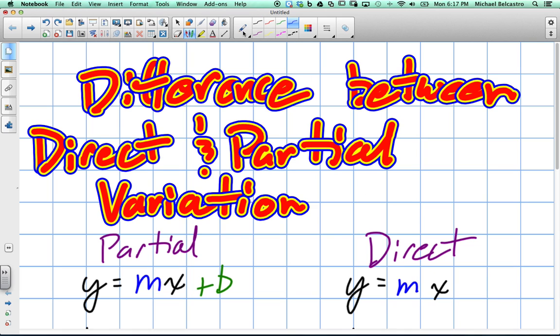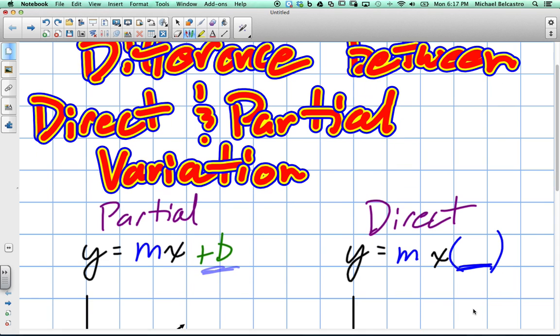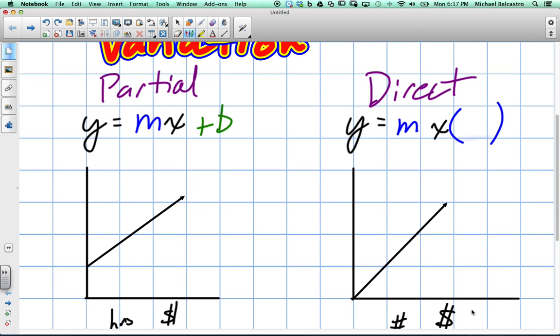The only difference is that in direct variation, there's no B. There's no y-intercept, or at least there's no variable for it. There technically is one, and we're going to talk about what it is. Okay, so we scroll down, and this is an example of a graph that's partial and a graph that's direct.